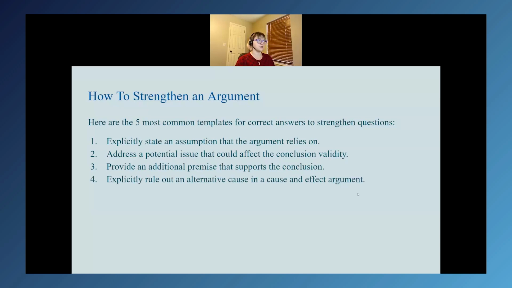Explicitly rule out an alternative cause in a cause and effect argument, similar to point 2, just taking a malicious variable or a potential malicious variable and saying that's not going on here. Or confirm a conclusion by adding, altering, or eliminating some variable. So showing, for instance, in a cause and effect argument that the effect doesn't happen when the cause doesn't happen, something like that. So those are the kind of answers we are looking for in these questions.